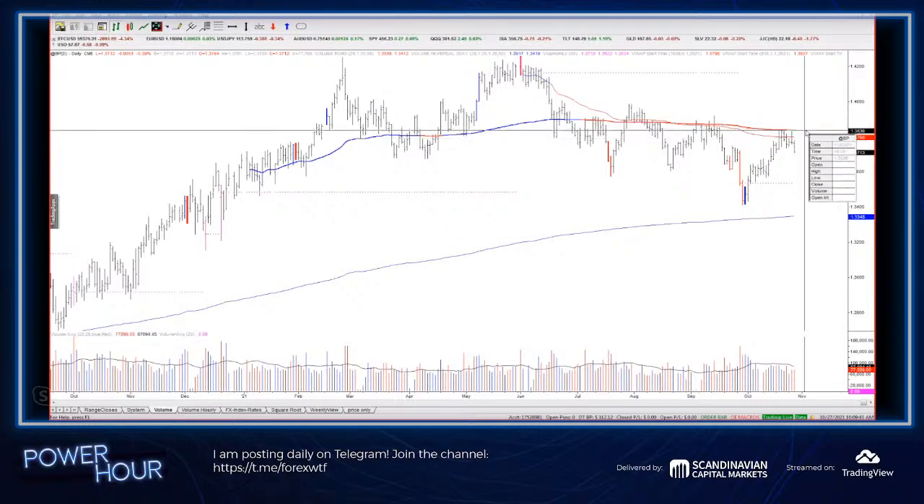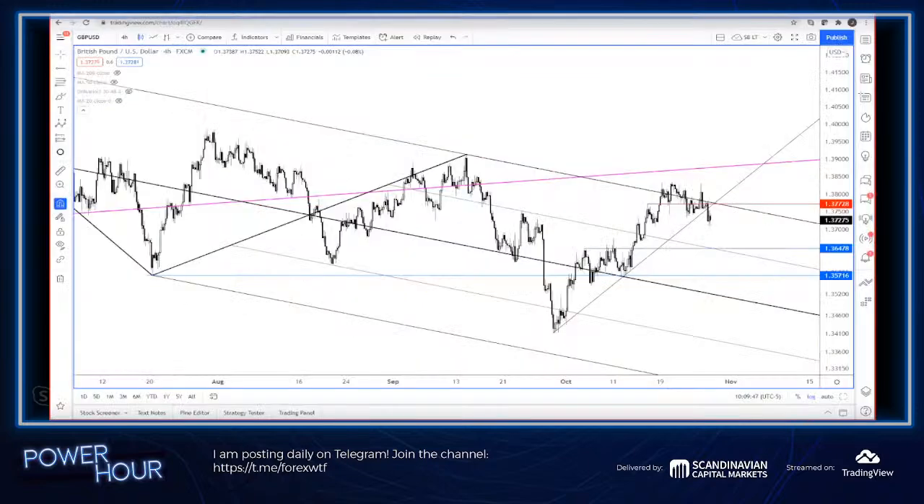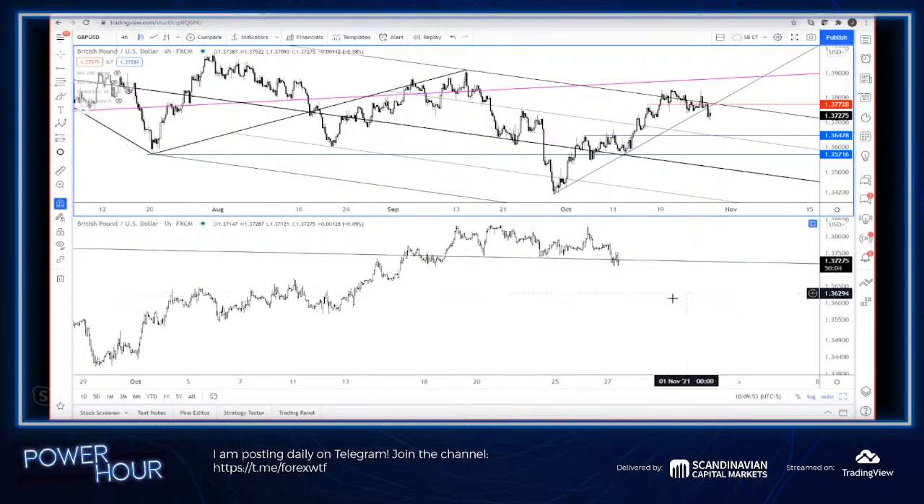So yeah, I like the short side right now with, again, that 37.70 resistance or so. All right, let's move on.